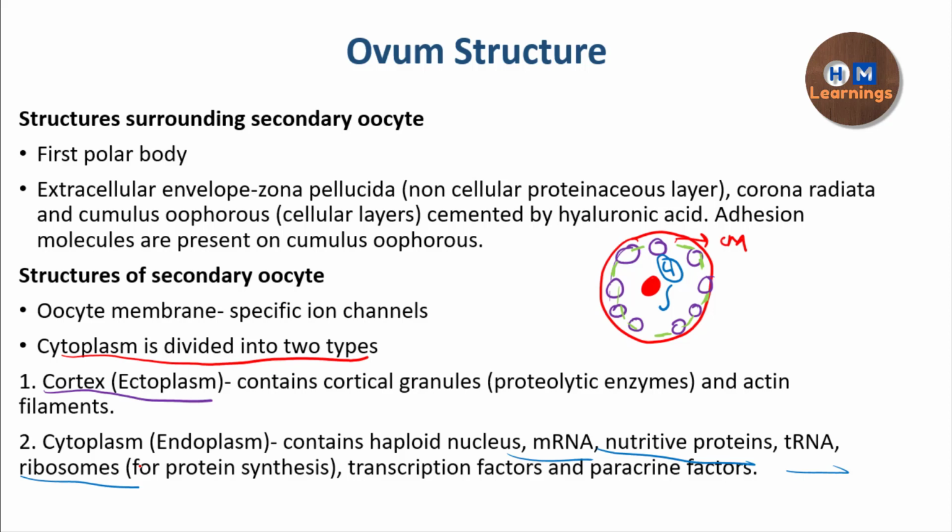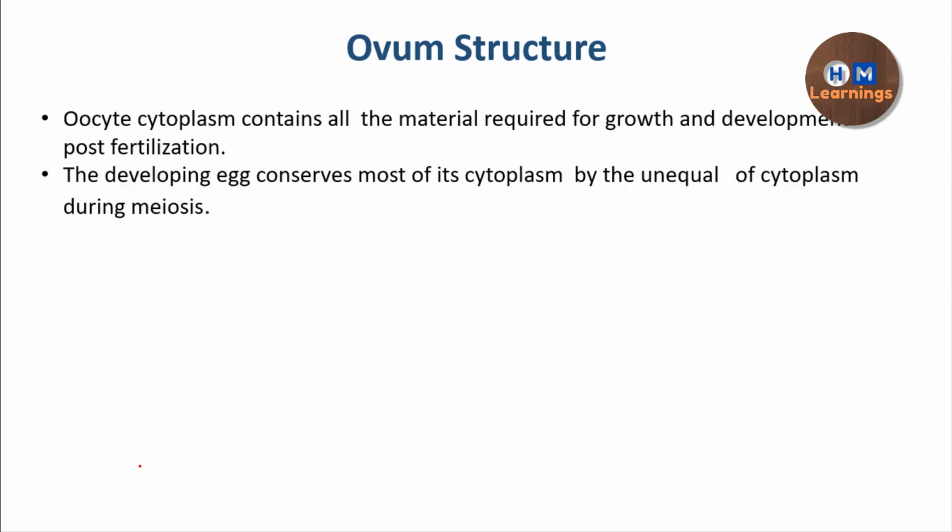Basically, what is important to remember is that the sperm undergoes a process where it loses all its cytoplasm, a process of cytodifferentiation called spermiogenesis, during which it loses its cytoplasm. But the oocyte has all the cytoplasm, containing everything required for growth and development after fertilization.